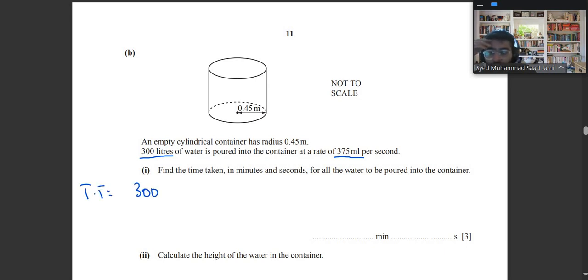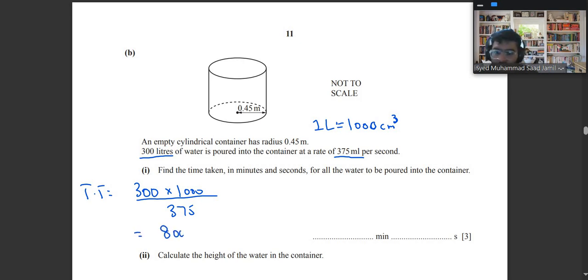We will convert the liters into centimeters, multiply by 1000. Why? Because 1 liter is equal to 1000 centimeter cube. Divide it by 375. Once you divide it by 375, you will get 800 seconds.